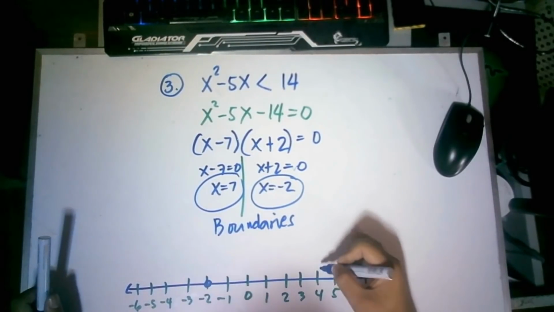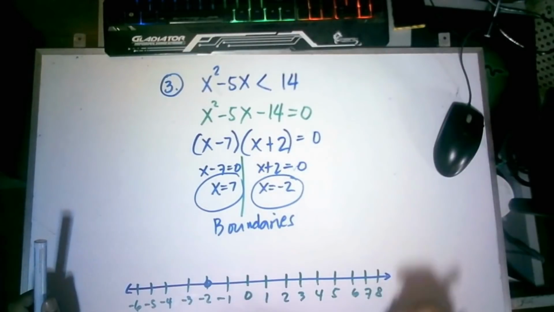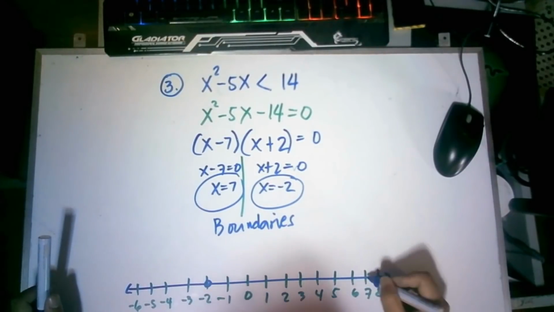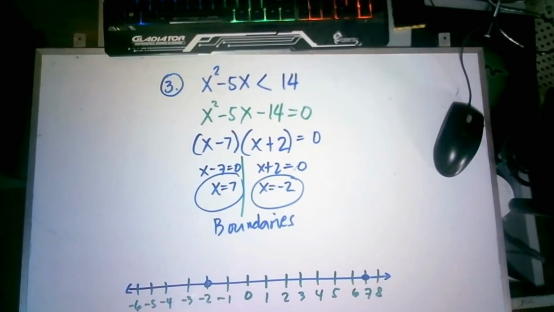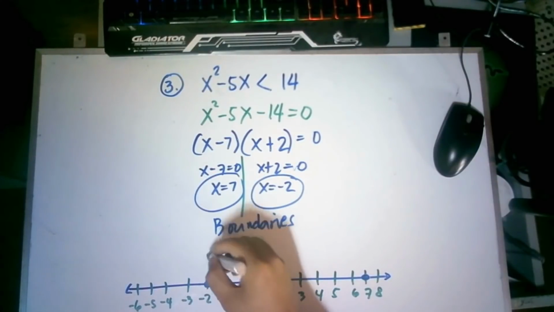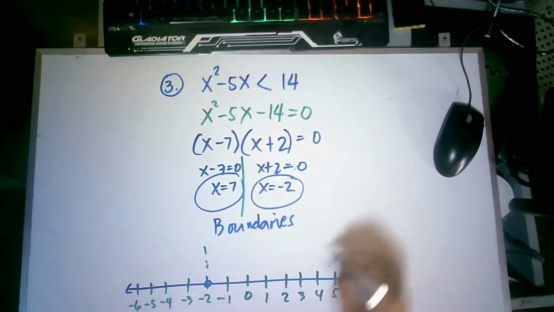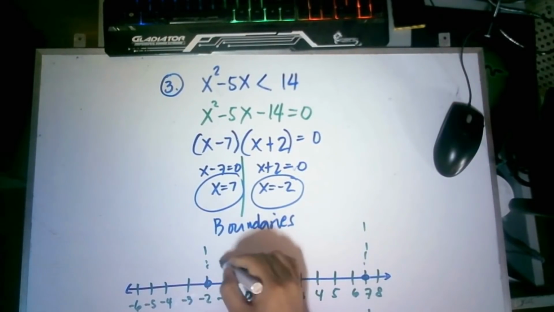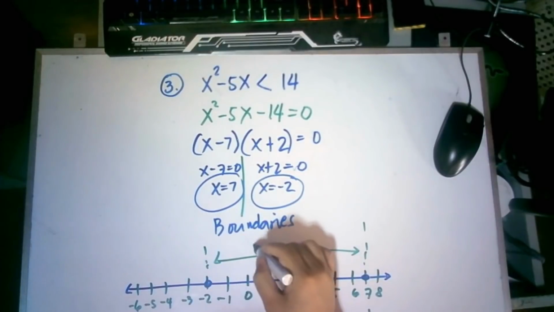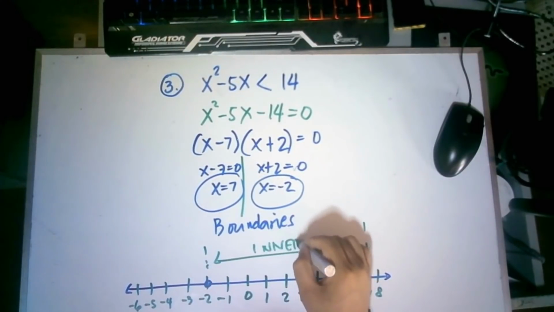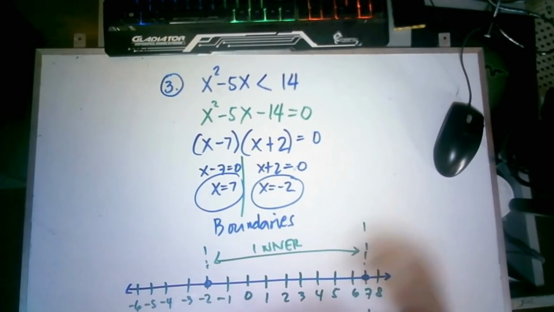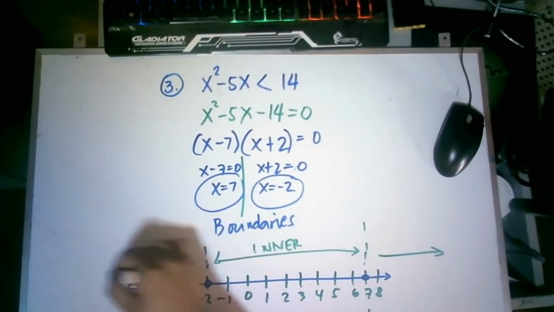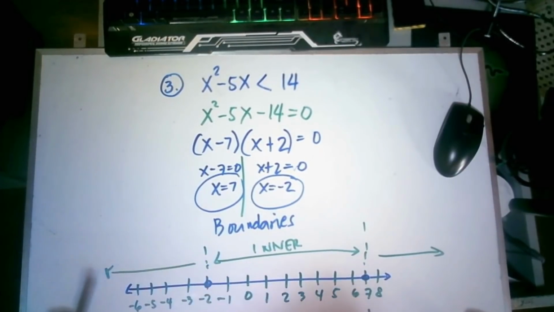Ang open man akong gamiton because less than lang man na, wala may equal to, and positive 7. So, naay duha na karon, kapart within the boundary. Kung makita nato ang boundary nato are this one. So, naay mga inner, these are the inner values, possible values sa x that will make the equation true, and we have also the outer values that will make the equation true.